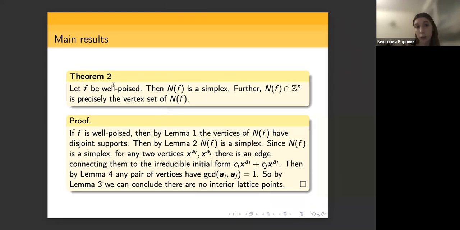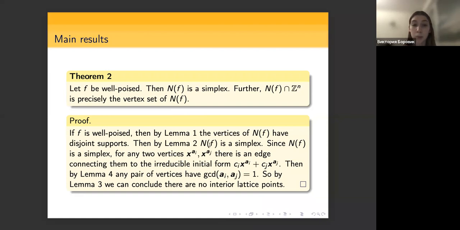And that's all. Now I'm ready to prove the main theorems, but I will start with Theorem 2. I will remind it: let F be well-poised, then the Newton polytope is a simplex. And moreover, the Newton polytope intersected with the lattice is precisely the vertex set of the Newton polytope. And the proof. If F is well-poised, then by Lemma 1, the vertices have disjoint supports. Then we can apply Lemma 2 and obtain that the Newton polytope is a simplex.